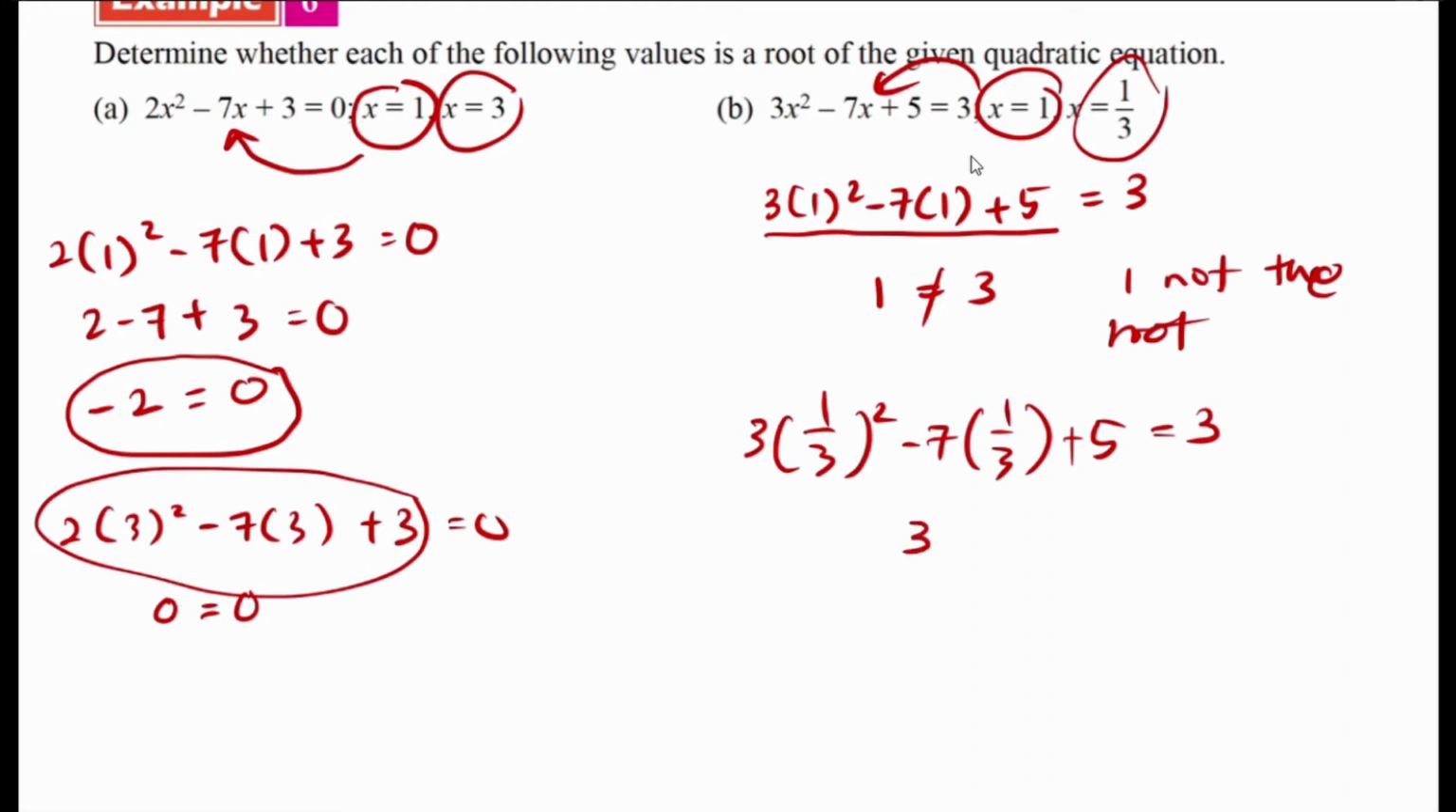So we get 3, which means 1 over 3 is the root, right?